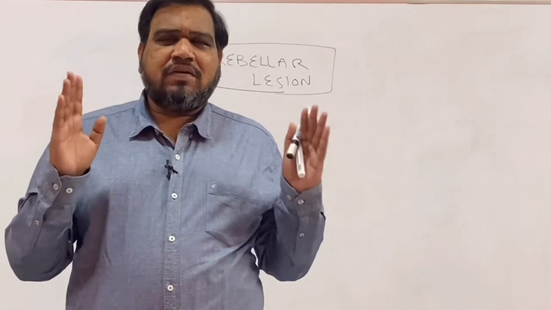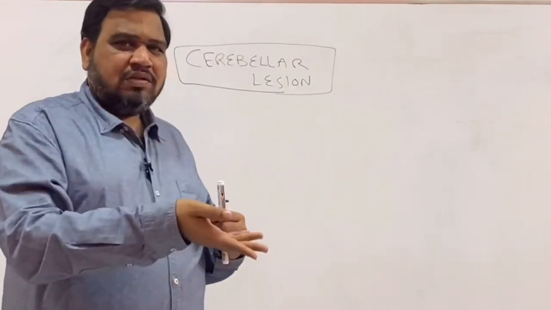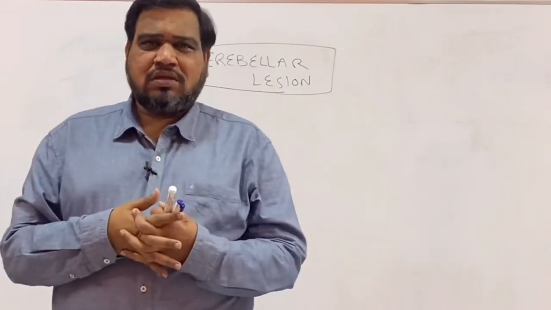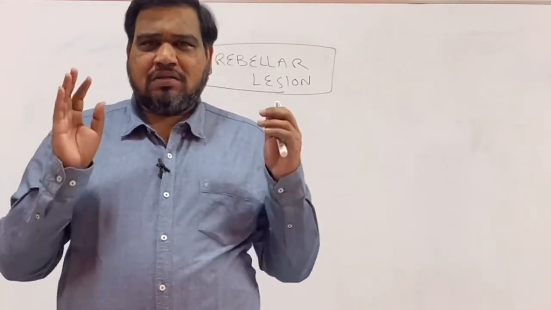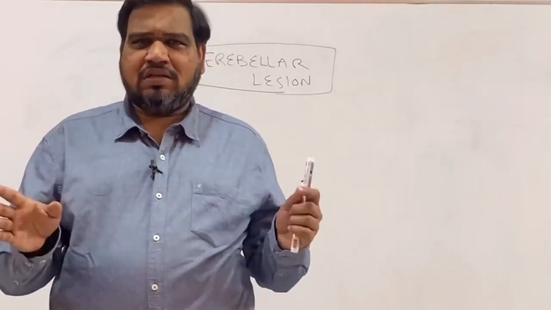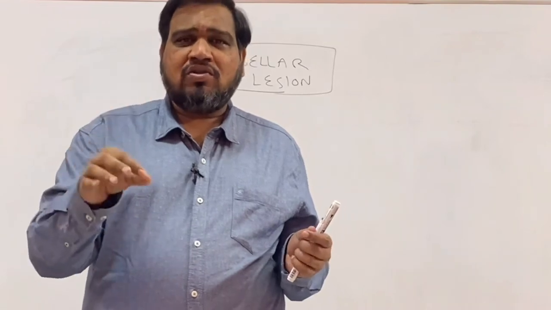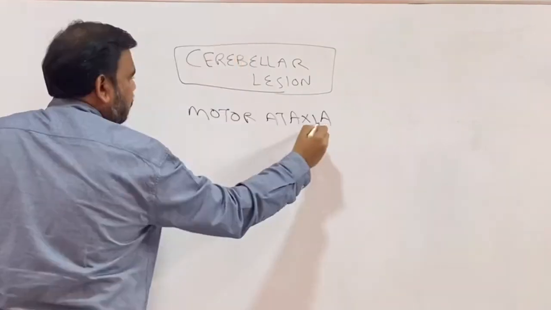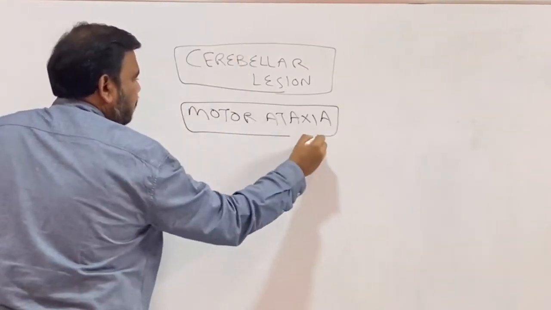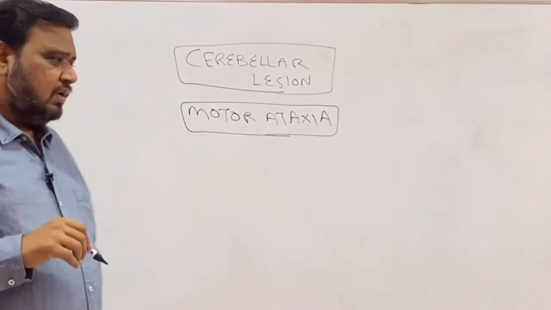In general, the function of the cerebellum is coordination of movement. It coordinates with the cerebral cortex, all those things we saw in last class. If you ask in a single word what a lesion of the cerebellum causes, in general it is ataxia. Note it down, it's especially motor ataxia. So the movements are not coordinated. In cerebellar lesion, one of the main things we see is motor ataxia.